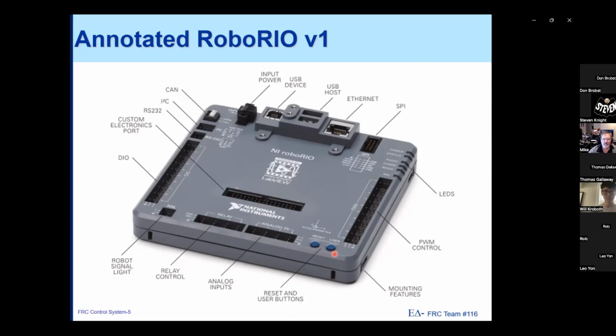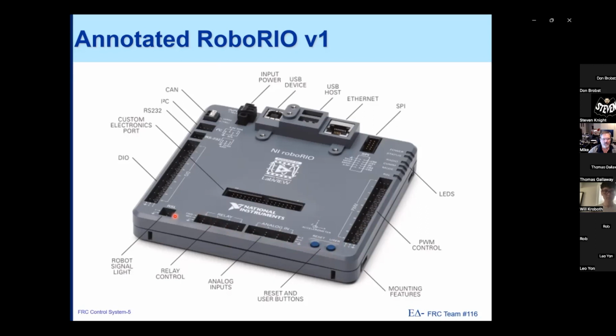We have the reset button and the user program button. Very rarely ever use that button here, but the reset button is used often to reboot the RoboRio. Along the bottom, we have the analog interfaces. This is analog in. We'll talk a little bit about digital versus analog a little bit later. We have relays. These are typically either on or off.